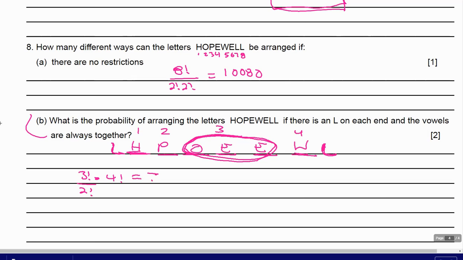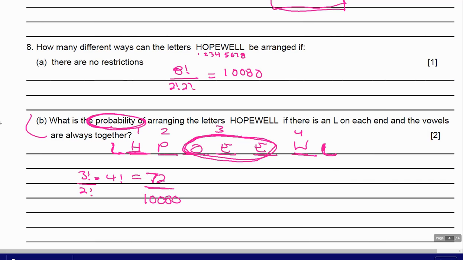All right, now, here's the trick, and here's what a lot of people missed. Is that what they asked? What'd they ask? All right, now this is the number of ways that will make me happy. This is the number of ways they can be arranged. So this is what I want on the top of my fraction, but what goes on the bottom of my fraction? And why is that? That's the number of ways the letters in Hopewell can be arranged if I don't care about anything.